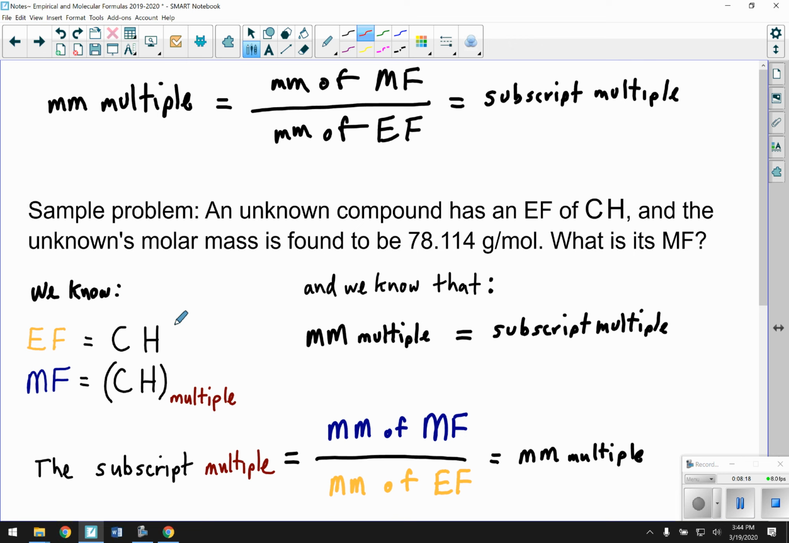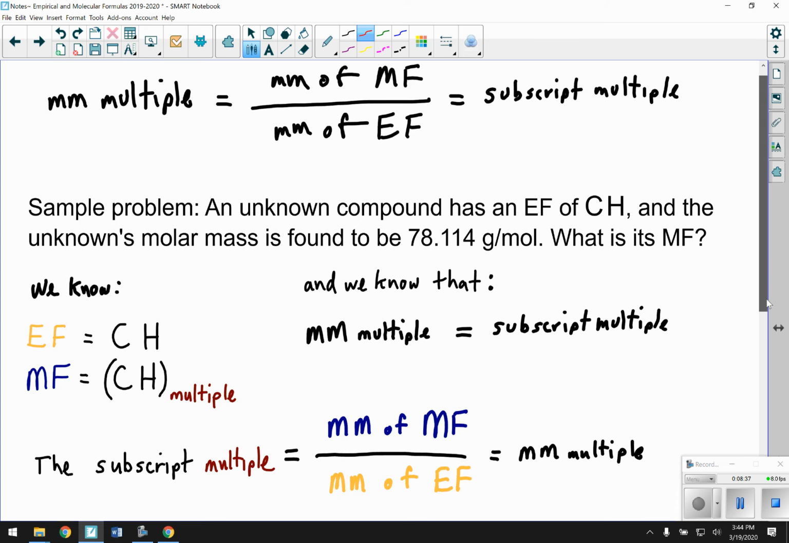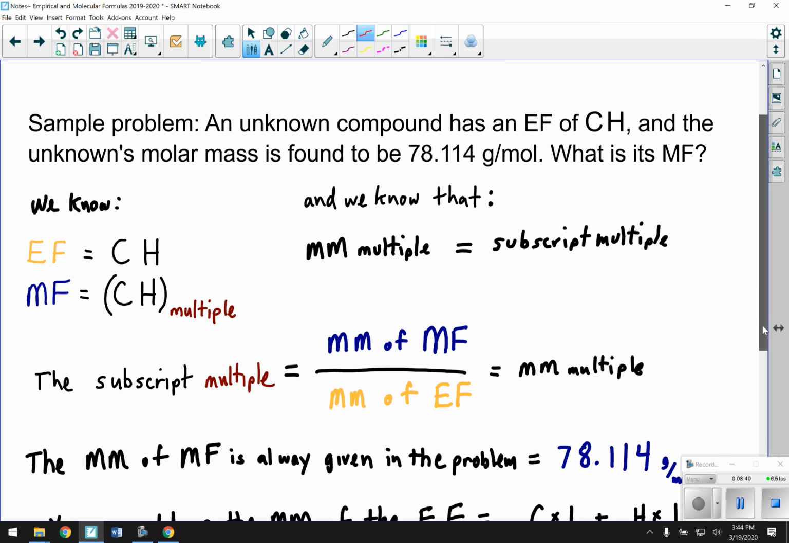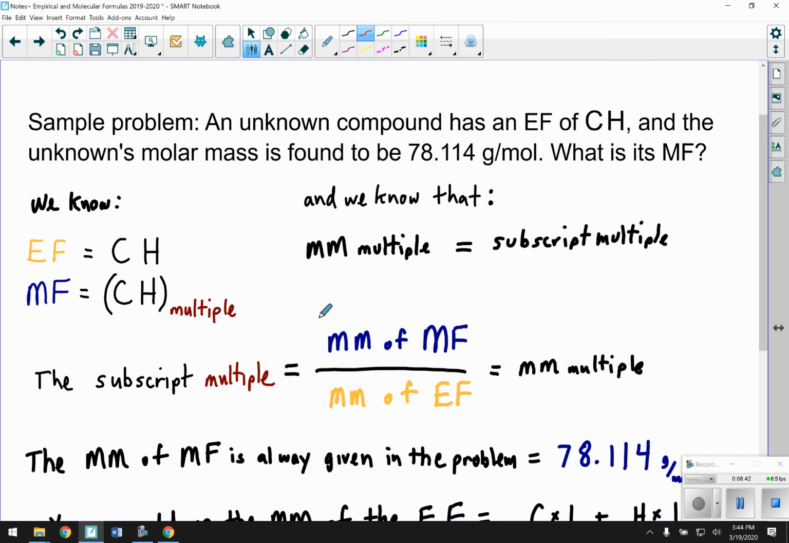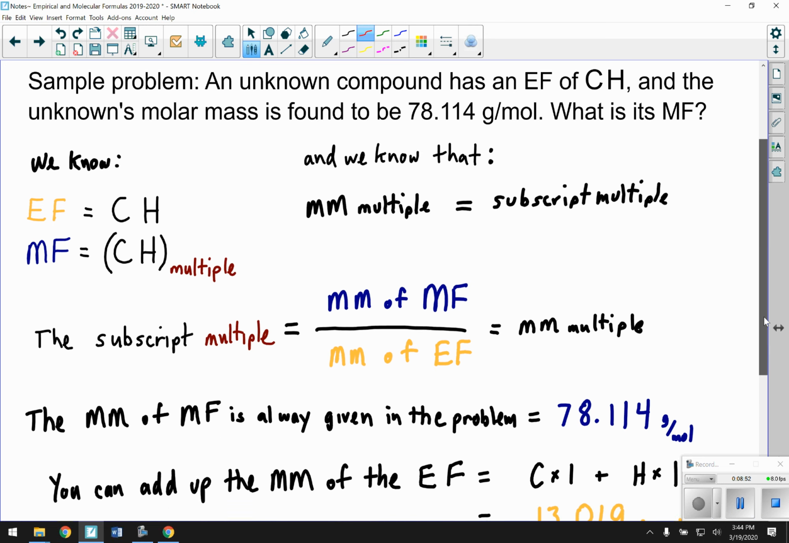I also want to recognize that my molecular formula is going to be that empirical formula with each subscript multiplied by some multiple. And that subscript multiple is what we call the molar mass multiple. And that molar mass multiple, from the formula above, is calculated by taking the molar mass of the molecular formula divided by the molar mass of the empirical formula. Okay? And when we find that multiple, then we just plug it in. So let's do this for our sample problem.